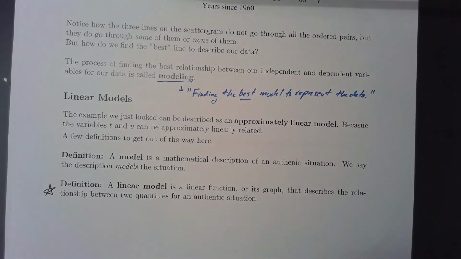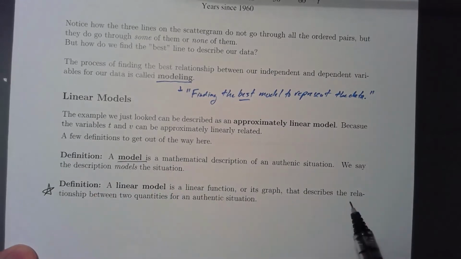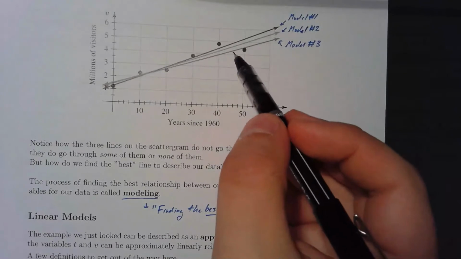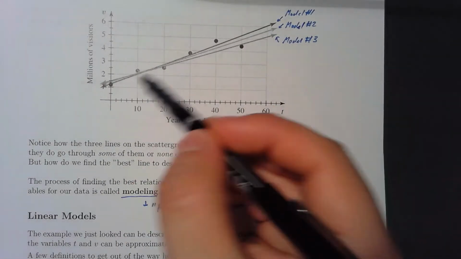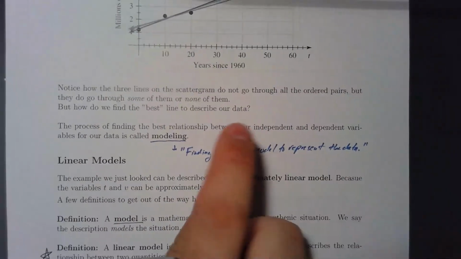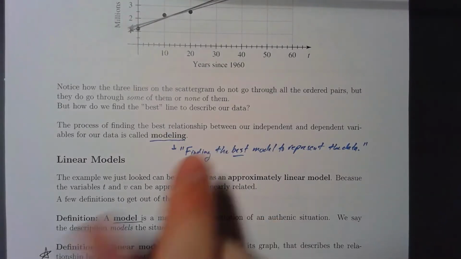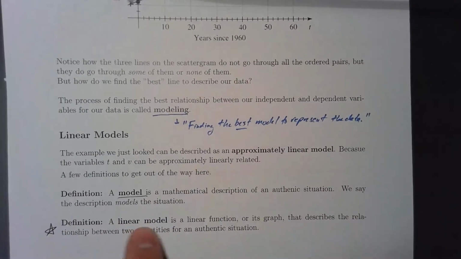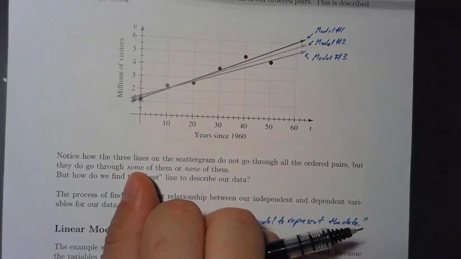So, a model is just a mathematical description of an authentic situation. We could describe this situation by a model. What kind of model? A linear model. That's it. That's all I'm saying. The big thing here is to understand what modeling is, what it represents, and that we're working with linear modeling because it can be formed by a line.